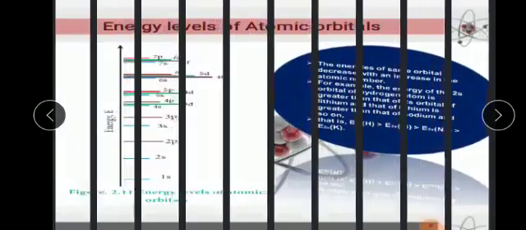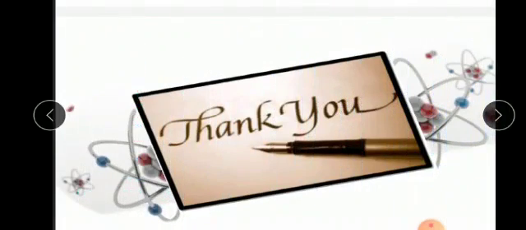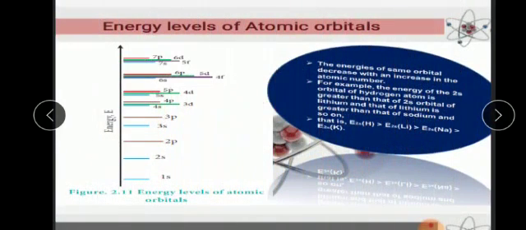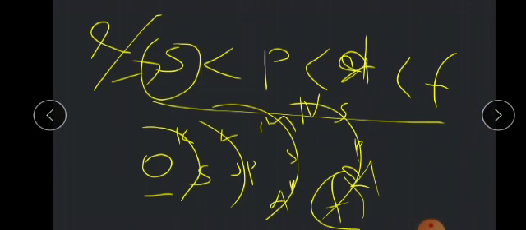See here the energy level diagrams: first 1s, then 2s, 2p, then 3s, 3p, then 4s, 4p. Here the energy level must be greater for the f subshell, because the f subshell has more subshells, so it has greater energy. That is why it is greater in energy level. In this, f is greater, then d, then p and s.